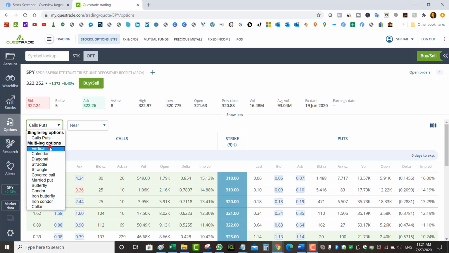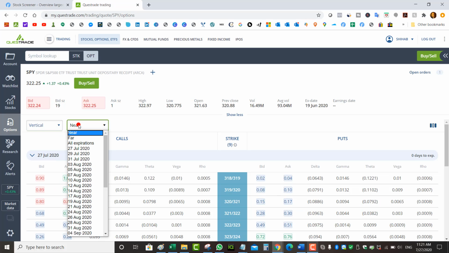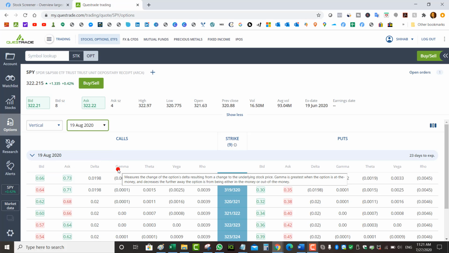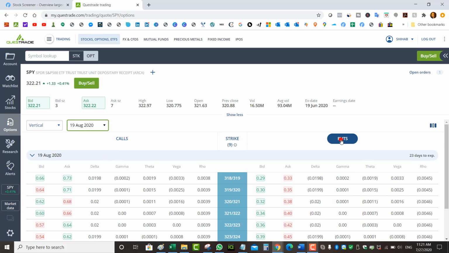So a vertical has two types of spreads. It has a credit spread and a debit spread. So if you want a debit spread, you have to choose vertical. And then you choose your expiration. Let's just say August 19. And then you have to choose if you want a call debit spread or a put debit spread.